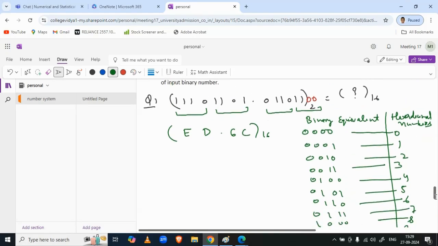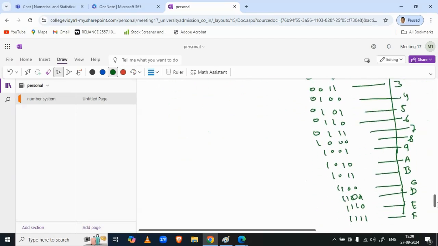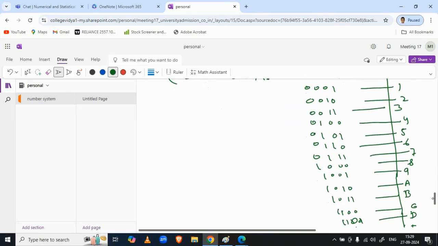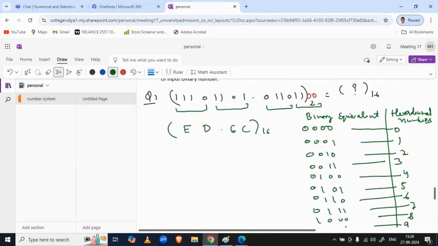So you can see 1110 means E. The next group is 1101, so 1101 means D. And in the fraction part, next is 0110, so 0110 is 6, and 1100 is C. So I hope binary to other number system conversion is clear to you. We will discuss the next conversion, decimal to other systems, in the next session. Okay, thank you.